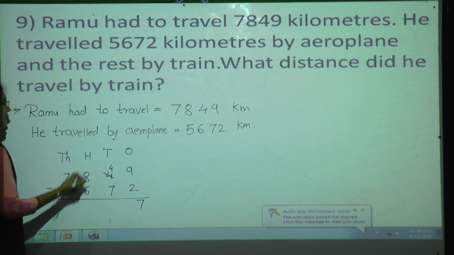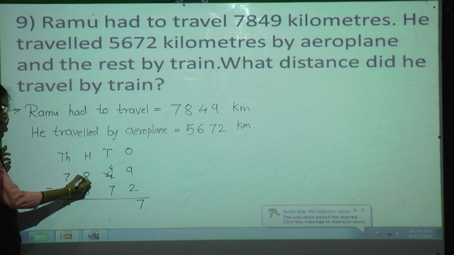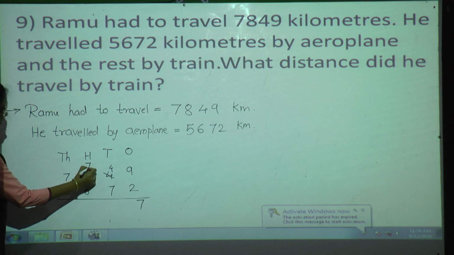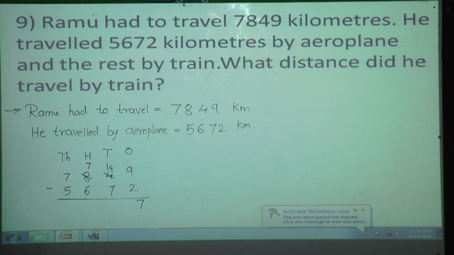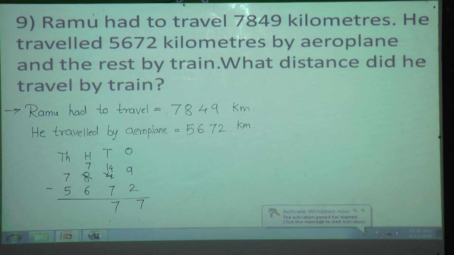Who is the neighbor of tens? Hundreds is the neighbor of tens. So take one borrow from the neighbor. Now this neighbor is having 8, so take one borrow from the 8. 8 minus 1, here 7 will remain and this 4 will become 14. Now do the subtraction at tens place. Here 14 is there and here 7 is there. 14 minus 7, now you can do. After 7 count your fingers till 14. 14 minus 7 is equal to 7. So write 7 at the tens place.